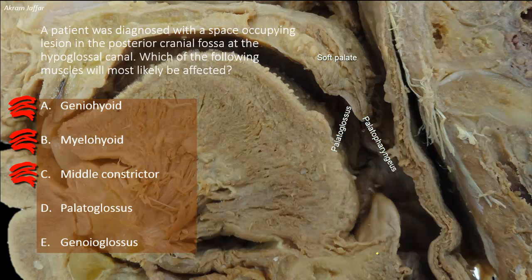The muscles of the palate, as well as those of the pharynx, are supplied by the pharyngeal plexus except for the tensor veli palatini. This muscle is supplied by the mandibular division of the trigeminal nerve, nerve to medial pterygoid muscle, which also supplies tensor tympani. So palatoglossus is not supplied by the hypoglossal nerve.